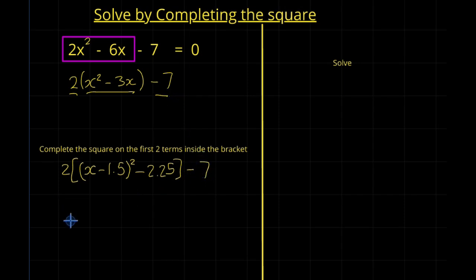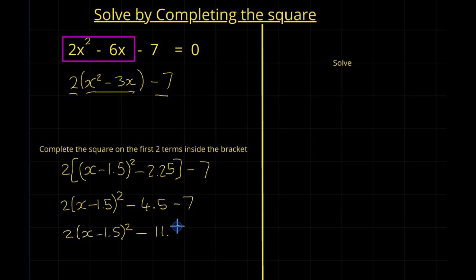Okay, we can now expand the square brackets. So we've got two lots of the perfect square minus two lots of 2.25, which is minus 4.5, and then there's the minus 7. Okay, let's tidy that lot up. Two lots of the perfect square minus 11.5. Okay, so that's the completed square version of the original quadratic.